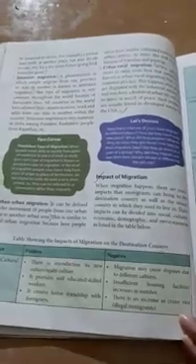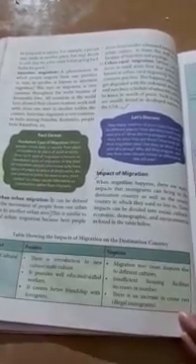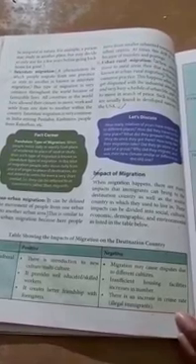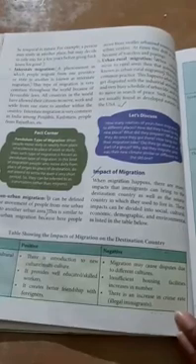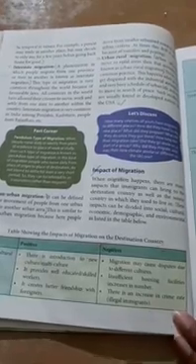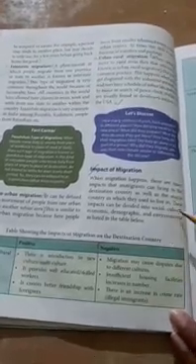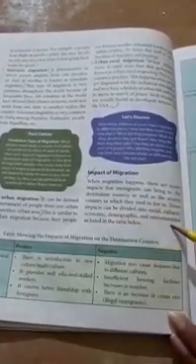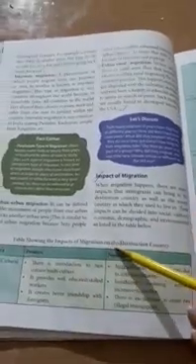When migration happens, there are many impacts that immigrants can bring to the destination country as well as the source country in which they used to live. These impacts are further divided into social, cultural, economic, demographic, and environmental. Now let's focus on the impacts of migration on the destination country.